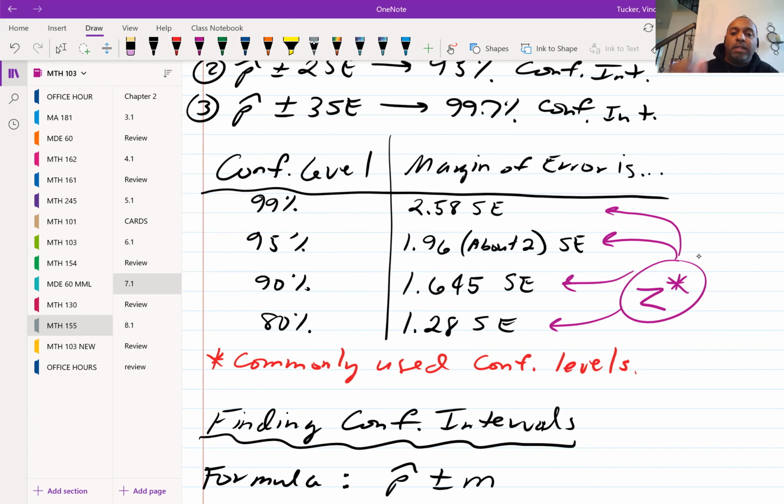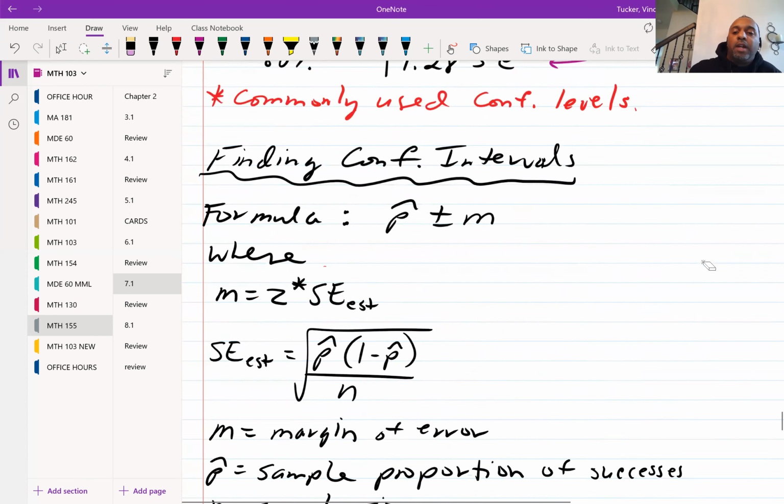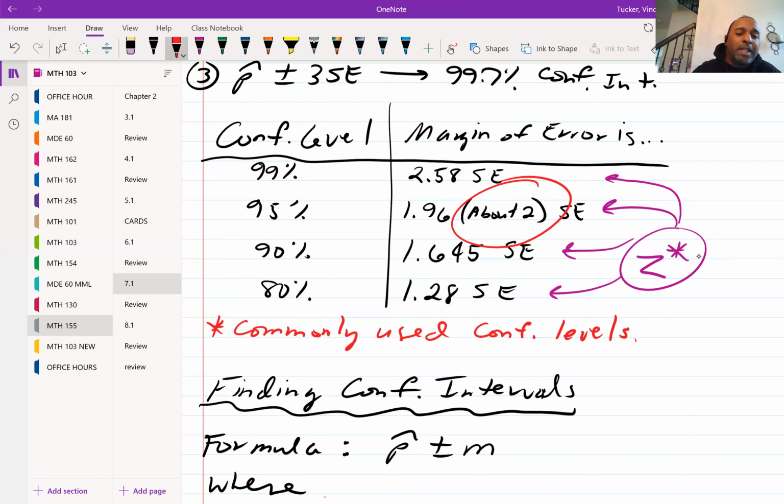If it had said 90, we would have done 1.645. Same thing, if it had said 80, we would have done 1.28. This one said 95, so we did 1.96. And I put "about two" right here because I think sometimes in MyMathLab or in the book, it says about two. If that's the case, then we're talking about that 1.96. That's just if they reference it in a wording or something like that.